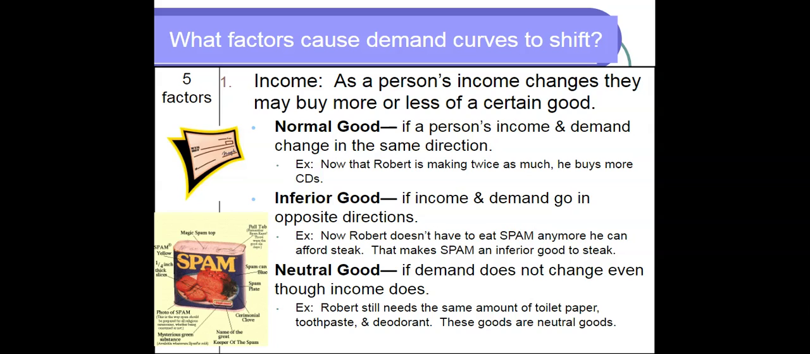A neutral good is if demand does not change even though income does. Examples of neutral goods where the demand's not going to change would be things like toilet paper, toothpaste, and deodorant.